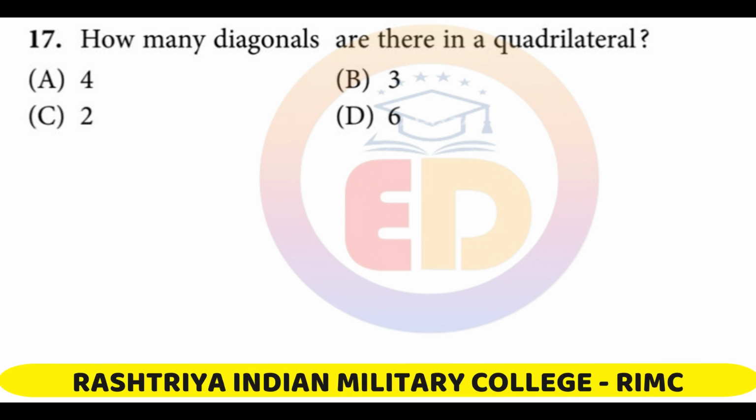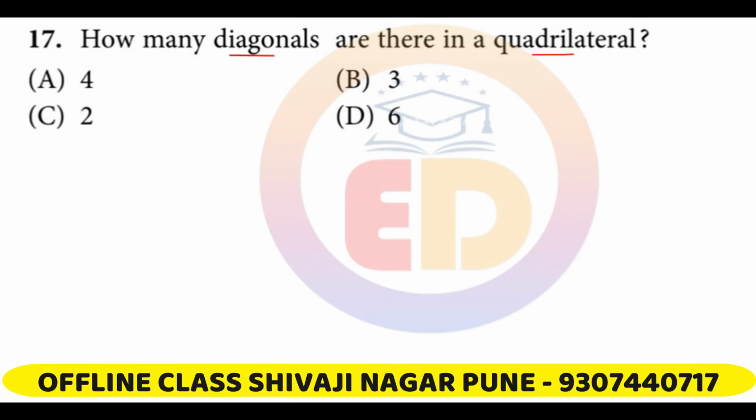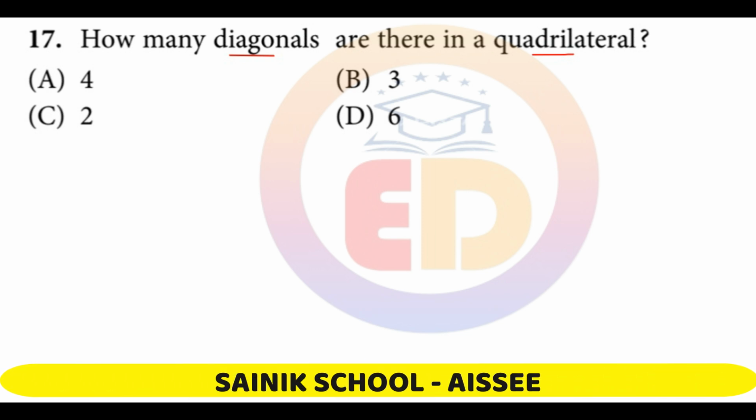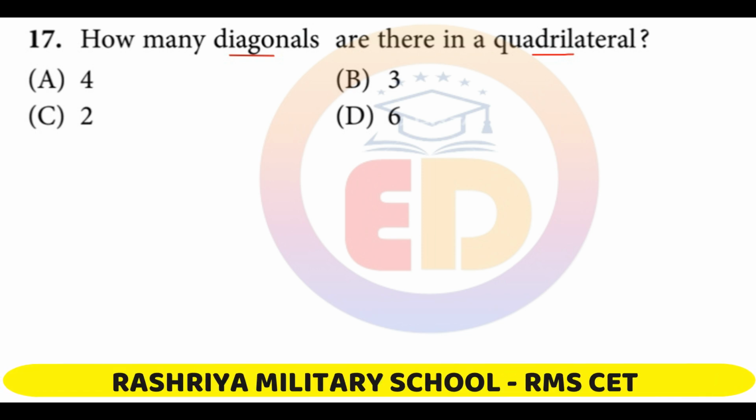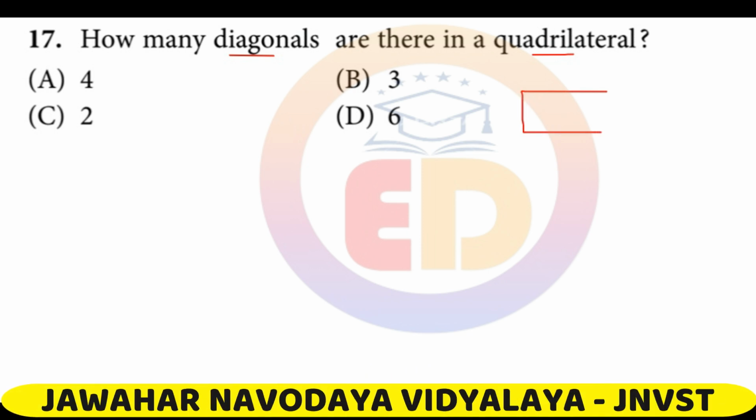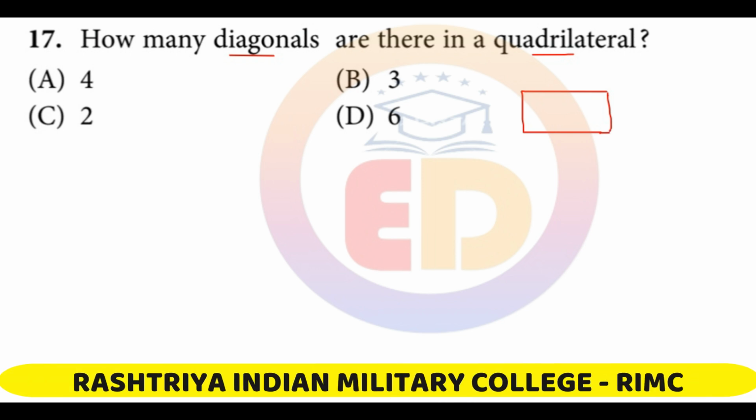Question says, how many diagonals are there in a quadrilateral? Diagonals and quadrilateral. Now quadrilateral is a closed shape made up of 4 line segments. This is a quadrilateral having 4 sides.